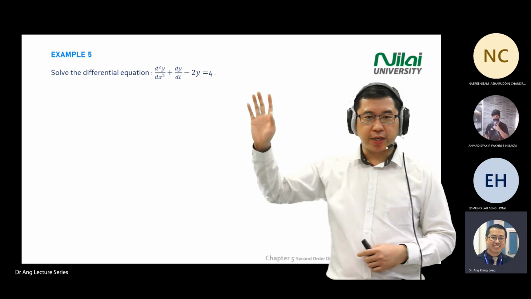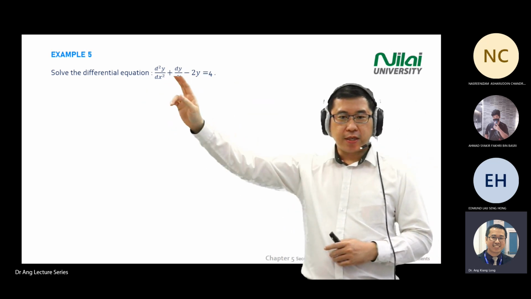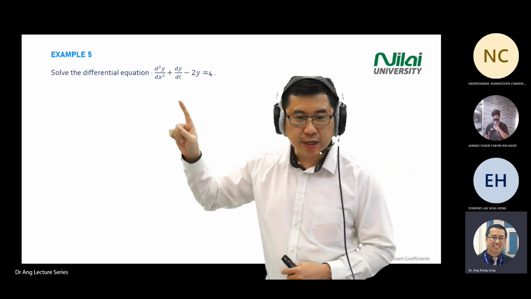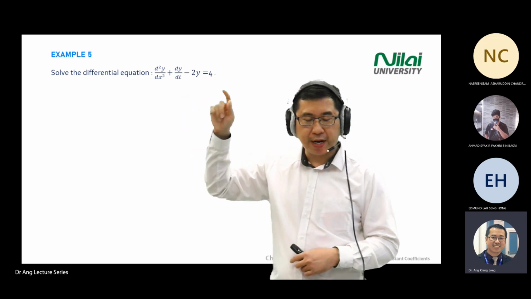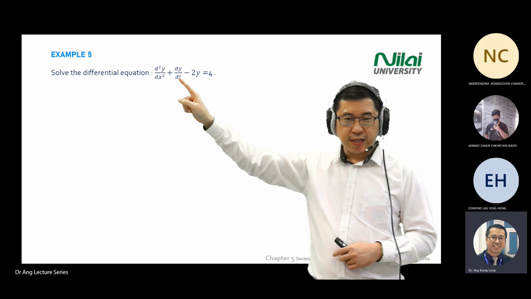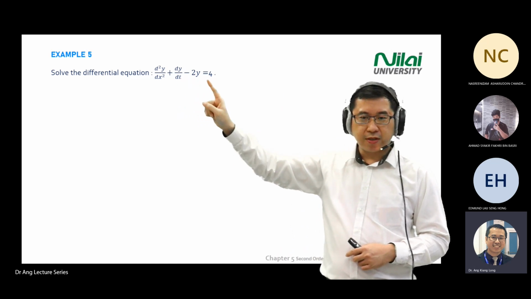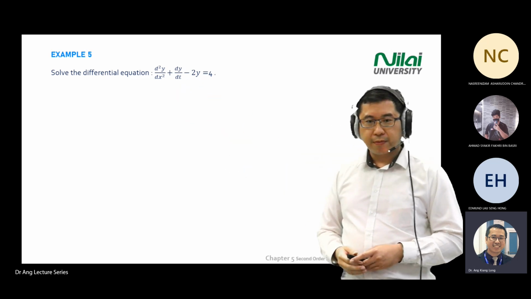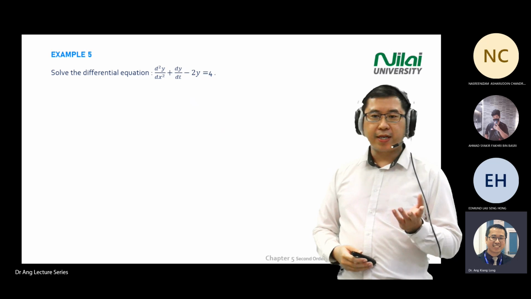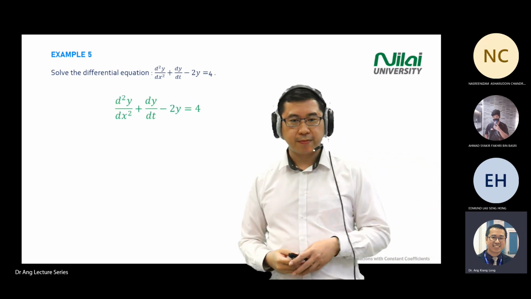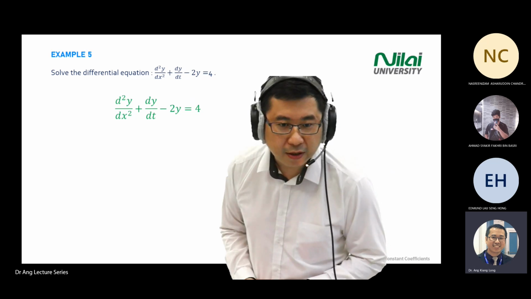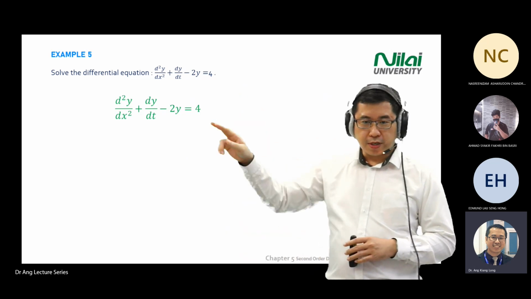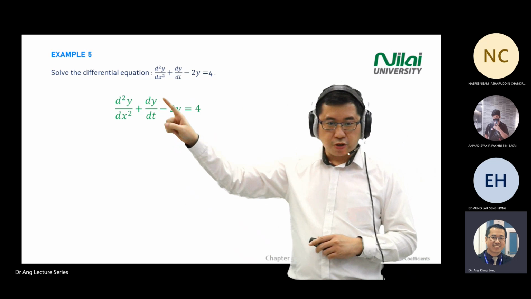Here, you're given one equation over here. D square y divided by dx square plus dy over dt. Sorry, this is dx, not dt. There's a typo error here. I apologize for this one. It should be dy dx minus 2y equal 4. This is a typo error here. So this equation basically is a dy dx, an x and y relationship. Okay, I think this one is x, not t. Copy the question. Again, there's a typo error here. It should be dy over dx, not t.